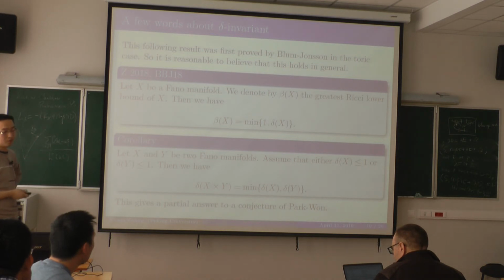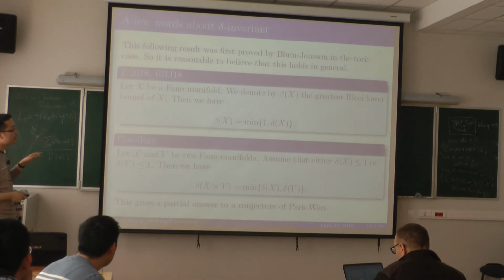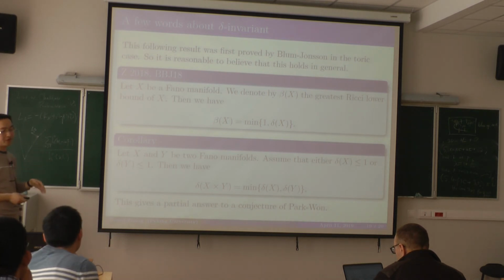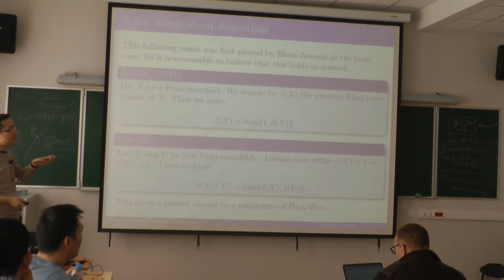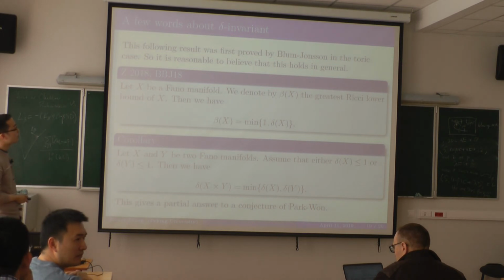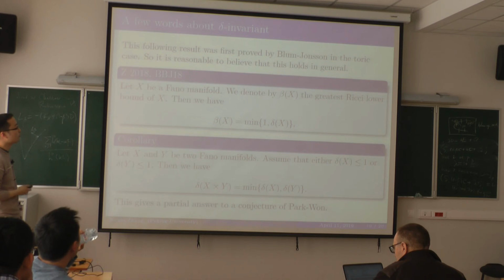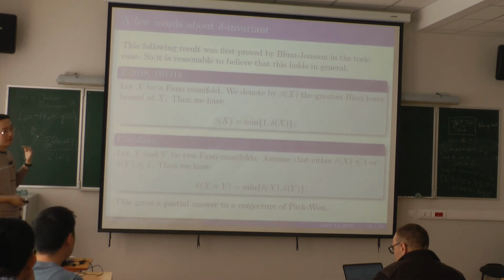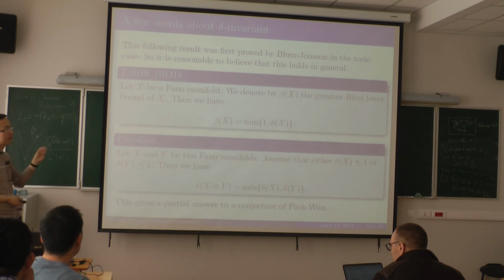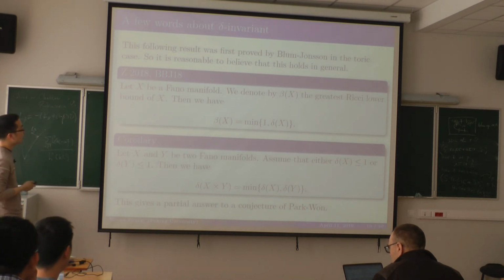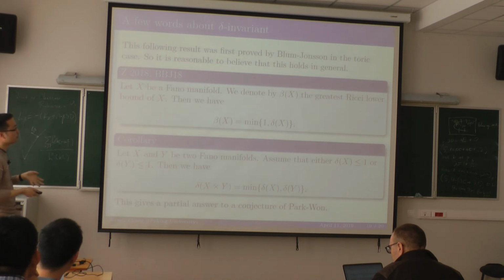for toric Fano manifolds, their formula is exactly the same formula obtained by Chi for the greatest Ricci lower bound. So it's natural to think that on Fano manifolds, indeed, the greatest Ricci lower bound and the delta invariant are the same thing. So then I tried to show this, and it turns out this proof is not so difficult if we use some deep results developed in the literature.